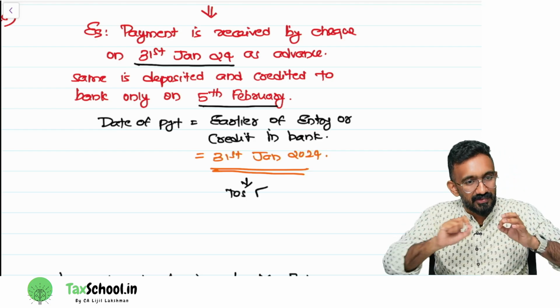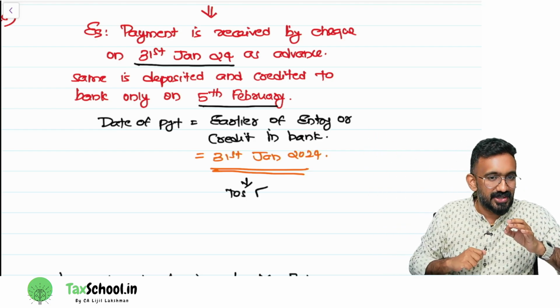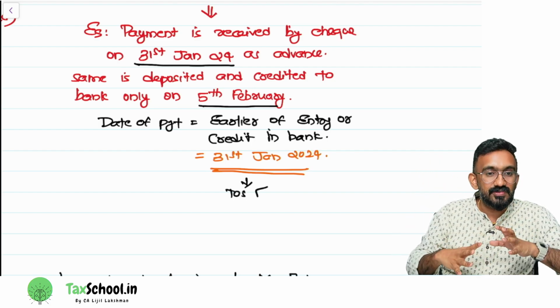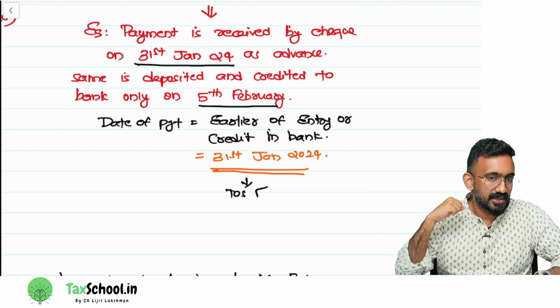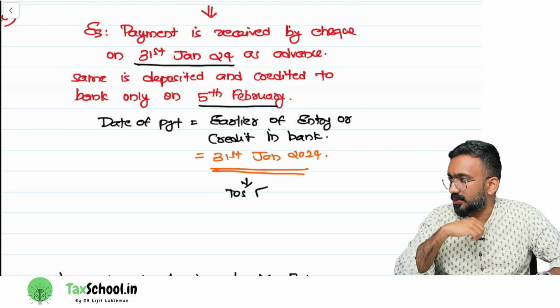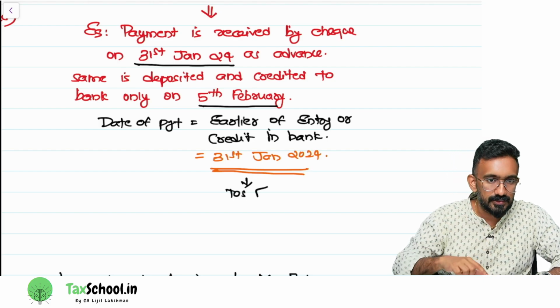When I received the check, I would have made the entry on what date? 31st of January. I got the credit on what date? 5th of February. What is the date of payment? 31st of January. That will be the time of supply. That is your understanding here. Is it clear? Is the advance part clear to all of you? Can I have a quick yes if this is clear?